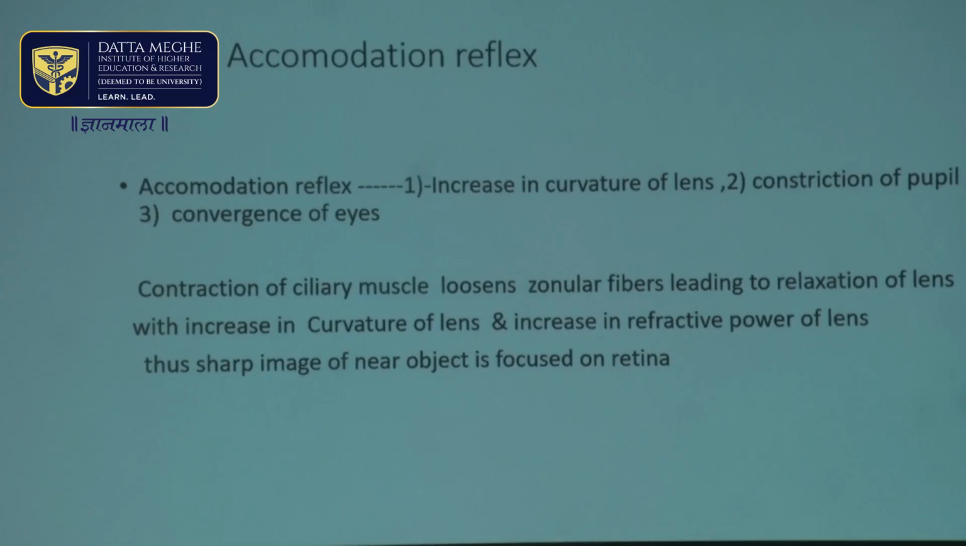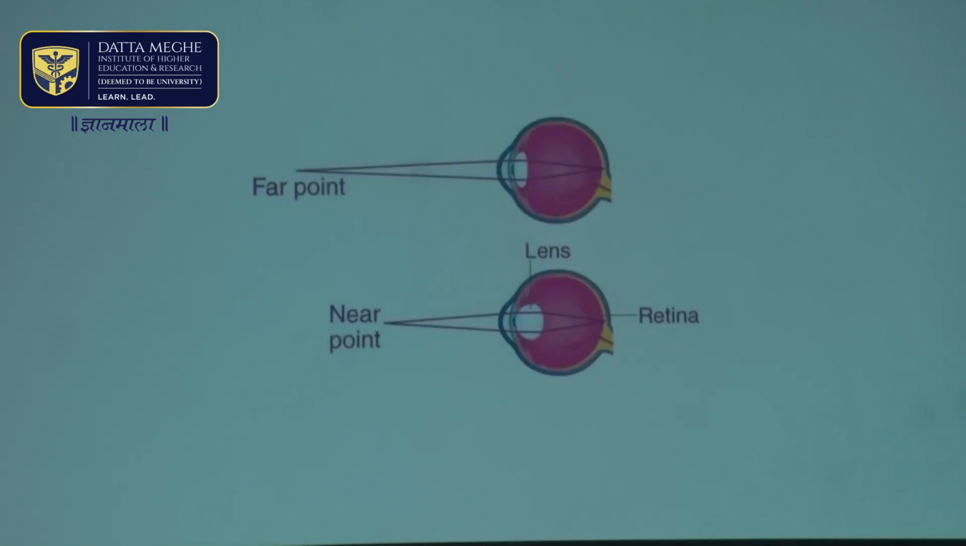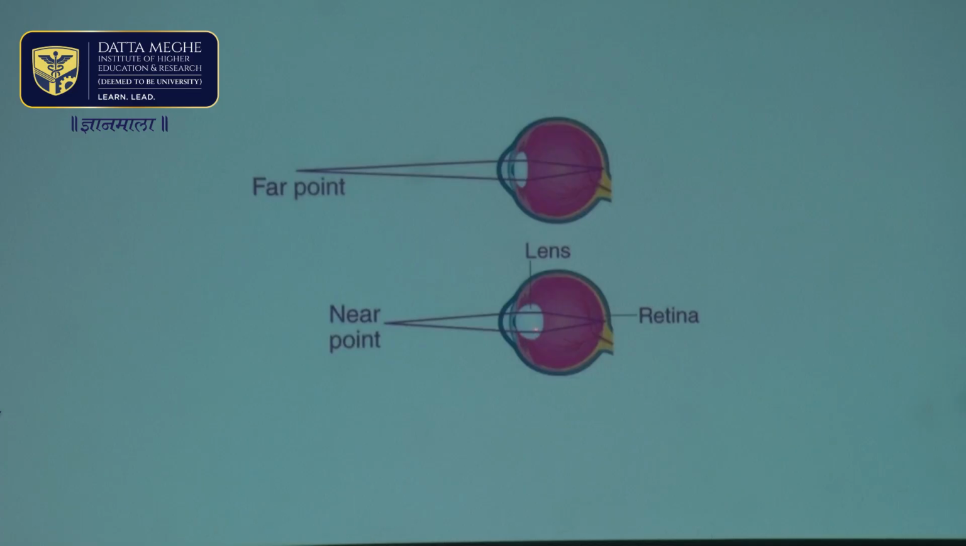Second thing, there is a constriction of the pupil, and third, there is a convergence of the eyes. So, whenever we look at a distant object, the rays coming from the distant object are parallel and they are focused on the retina without any change in the lens. But this is not the case when we look at the near point. In near point, the rays are divergent and they are to be focused on the retina. So, what happens? There are changes in the lens, and what are the changes?